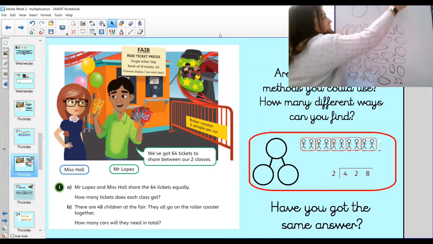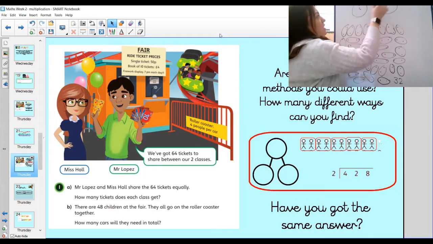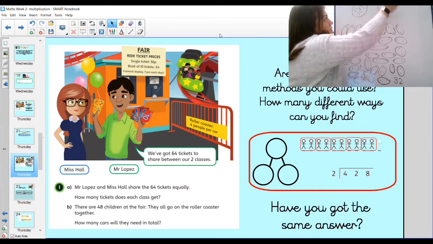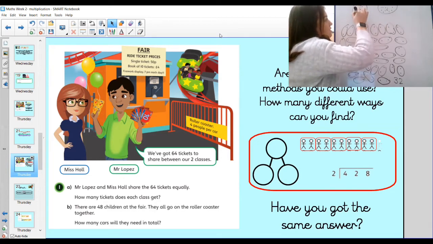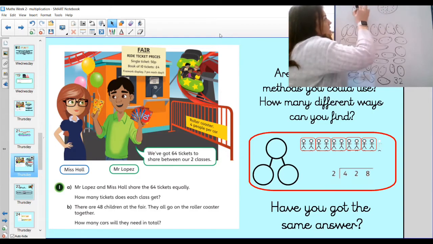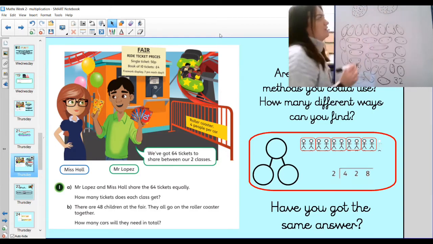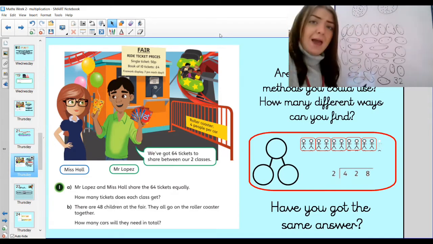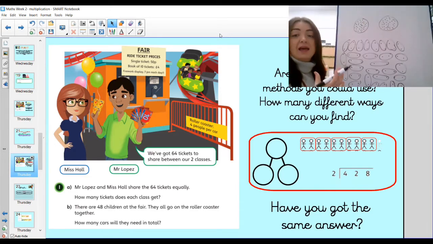It is just like your sharing method. So I might go 1, 2, 3, 4, 5, 6, 7, 8, 9, 10 and keep counting all the way up to 64. A very, very long method then. My arm is absolutely killing, but I have still used the method.